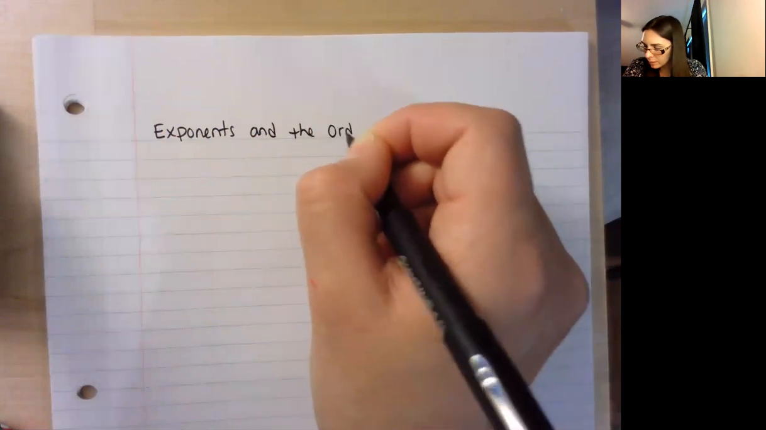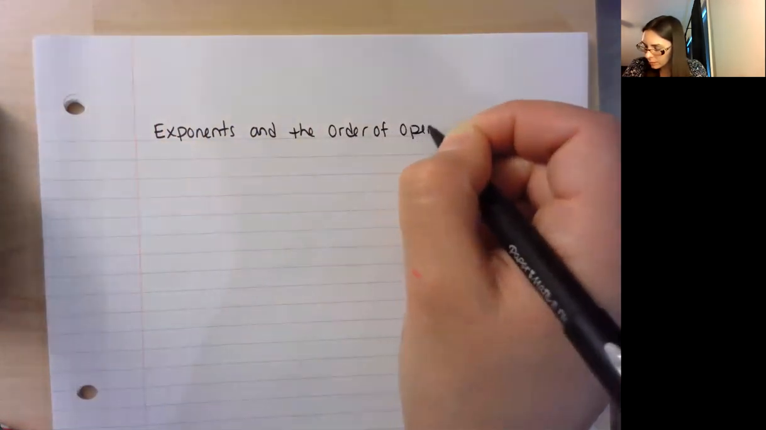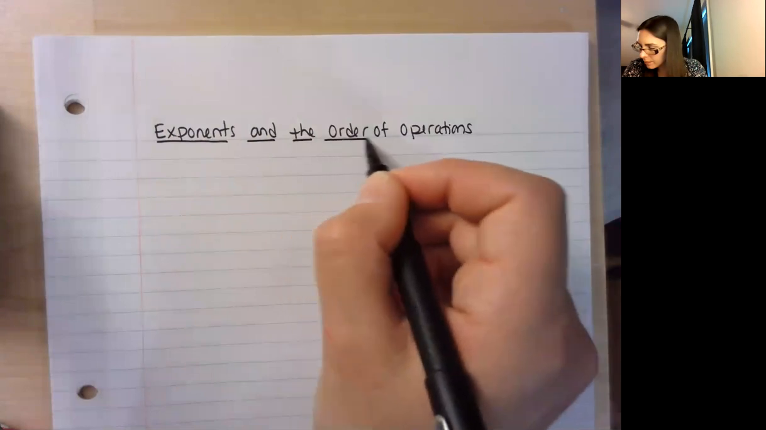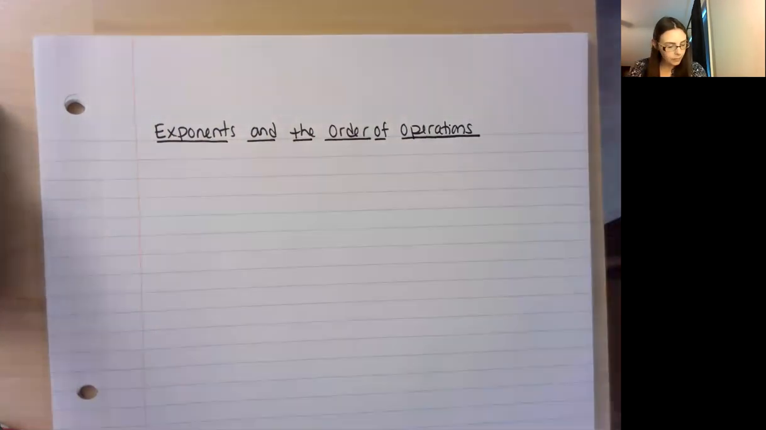Hi everybody, in this next video we're going to continue with whole numbers, but actually talk about exponents and the order of operations. So now that we've actually gone through adding, subtracting, multiplying, and dividing, we can start combining them all together into the same example. So we're going to talk about exponents today, and the order of operations. Okay. So first of all, let's start with exponents.